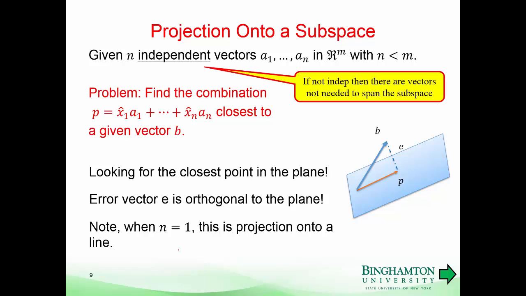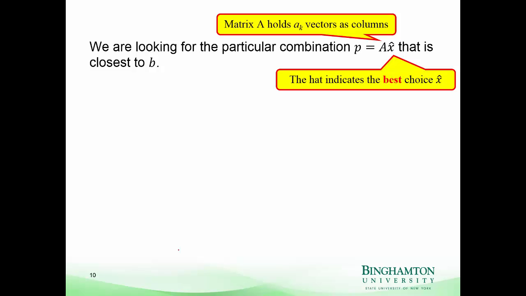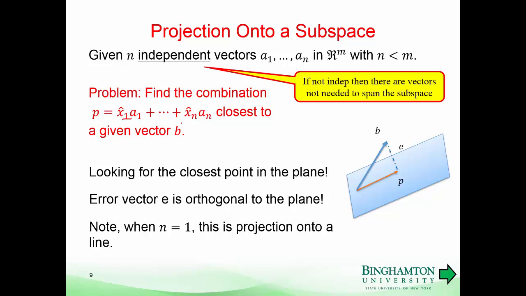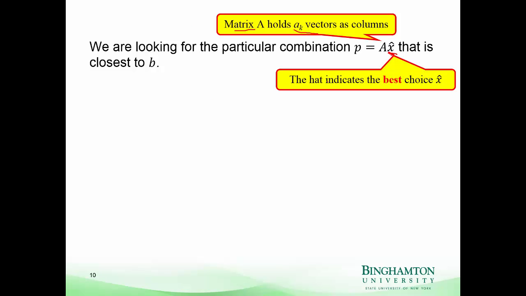Now, as I've already stated, if these vectors are not independent, then there are vectors in there that are not needed to span the subspace, and we can just get rid of those. So let's think about putting those vectors into the columns of some matrix A. So I've got matrix A, it holds the vectors, and so now this x hat is going to be a vector with the elements that are here, x hat 1 through x hat n. Those are the elements of this result, this vector x hat.